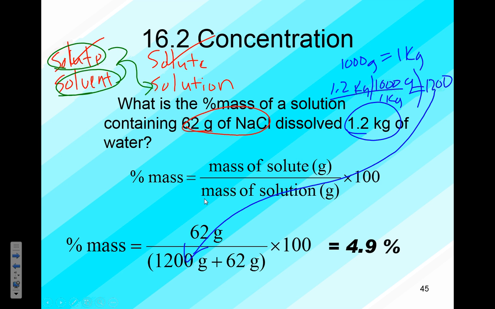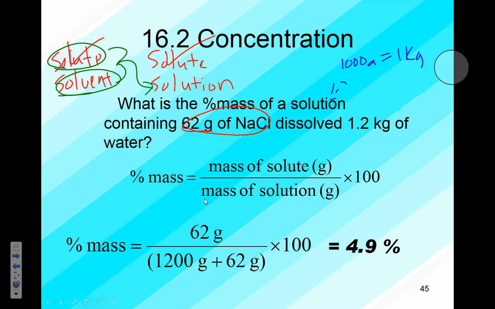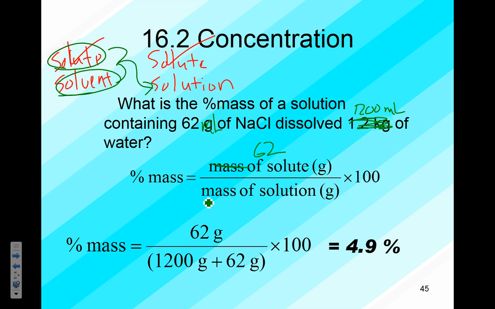Percent by volume, it's going to look the exact same in general. And you do have to watch that you have a common unit. So let's change this problem a little bit. And let's say they said we had 62 milliliters of NaCl and 1,200 milliliters of water solution. Now, when I go to do this problem, I'm still going to have the volume of the solute on top, so that's still going to be 62. But on the bottom, I need the volume of a water solution. Really important change in words there.